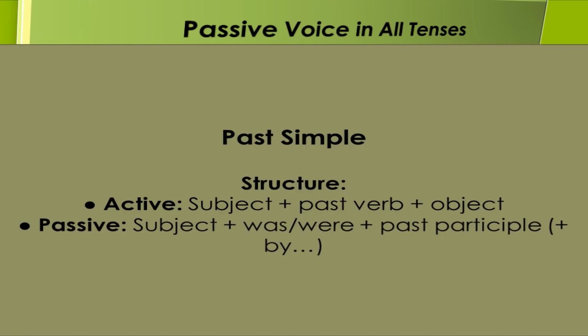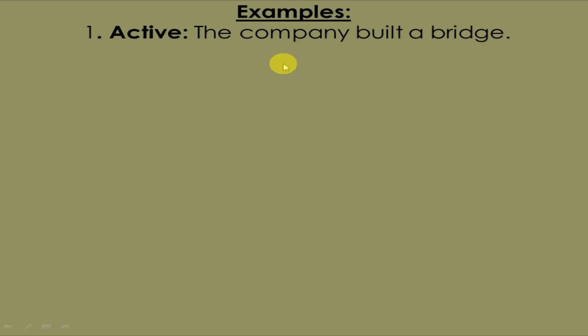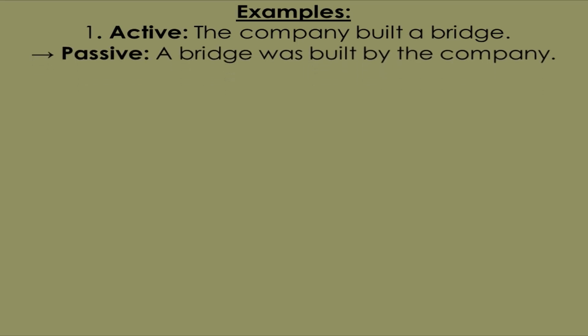Passive, we have the structure subject plus was or were plus past participle plus by. Examples of the active voice. The company built a bridge. Built, it is a past tense, sorry, of the verb to build. Passive voice, we say a bridge was built by the company.